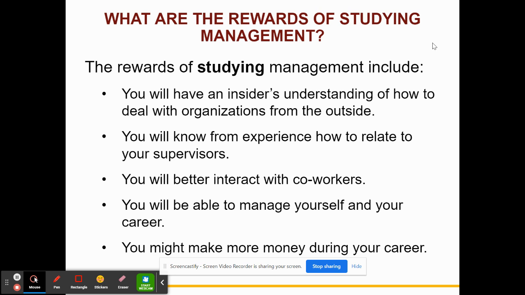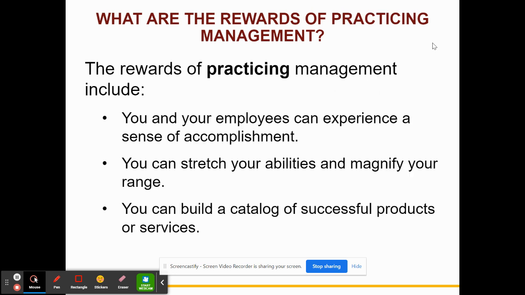And then that last bullet point I really want to touch on. You might make more money during your career. Well, this is absolutely correct in that managers typically make more than non-managers, right? So if you can study management and be able to work your way into those roles by understanding what managers do, it can really benefit you in the financial pocketbook as well.